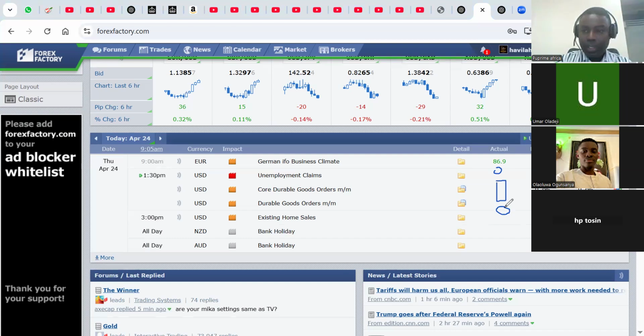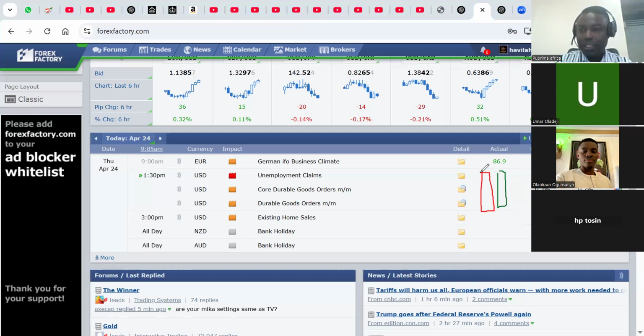So we don't know which direction the market is really going to go. But if all the data comes out good for the dollar, then that will lead to a massive bullish movement on the dollar. And if on the other hand, they all come out bad for the dollar, now being color red, that will lead to a bearish movement on the dollar. But like I said, unemployment claims is not related to core durable goods orders and existing home sales. So it's possible we may also have some data conflicting, while some may come out good, some may come out bad for the dollar, and that might lead to spikes in the market.